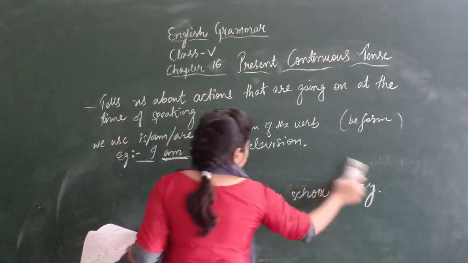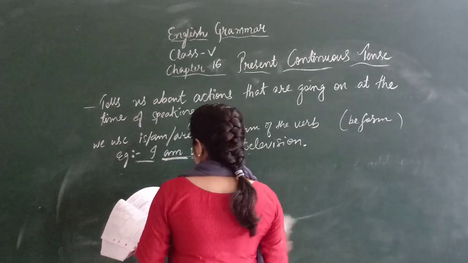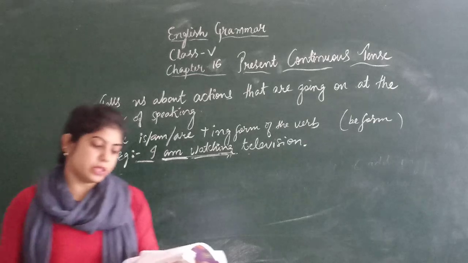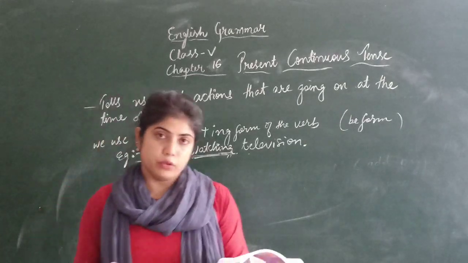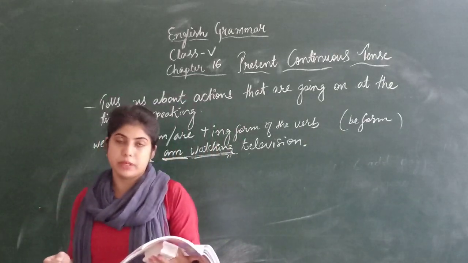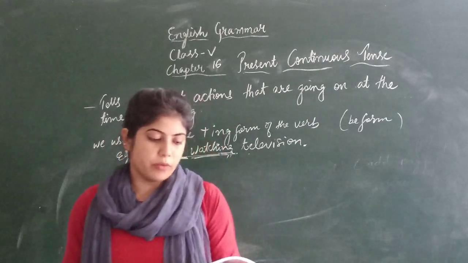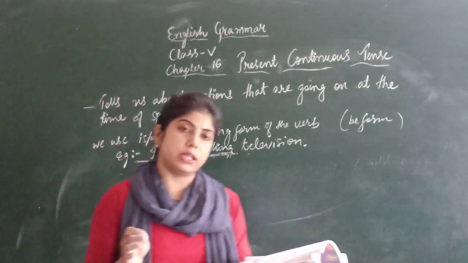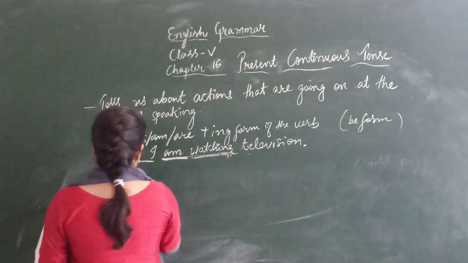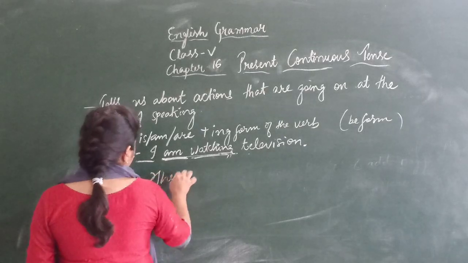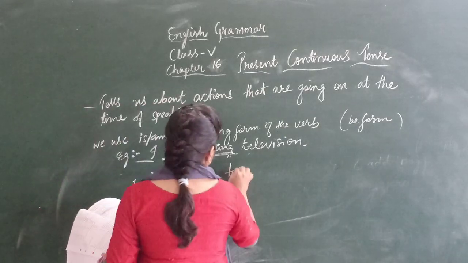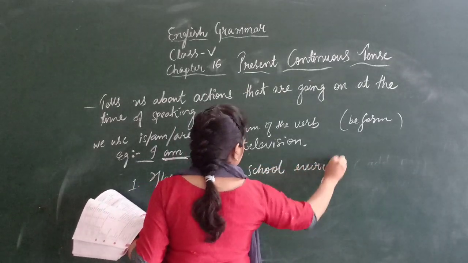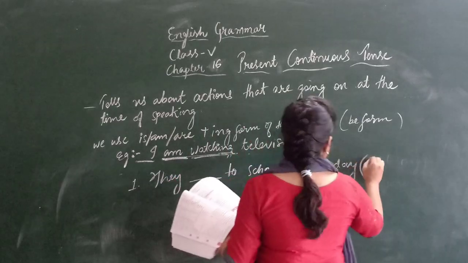Now I'll write here few examples. We have to fill these blanks with the simple present or present continuous form of the verb given in brackets. Bracket mein aapko verb form diya hai, usko aapko change karke sentence ko karna hai. For example, they dash to school every day. In the bracket, the verb form given is go.